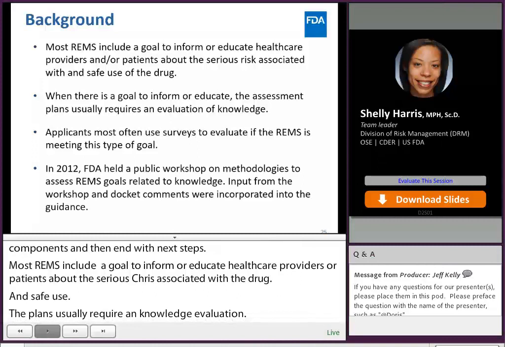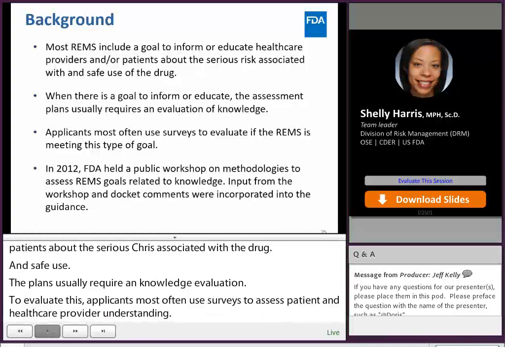On June 7, 2012, FDA held a public workshop called REMS Assessments, Social Science Methodologies to Assess Goals Related to Knowledge. Input received from the workshop and docket comments were incorporated into this guidance.